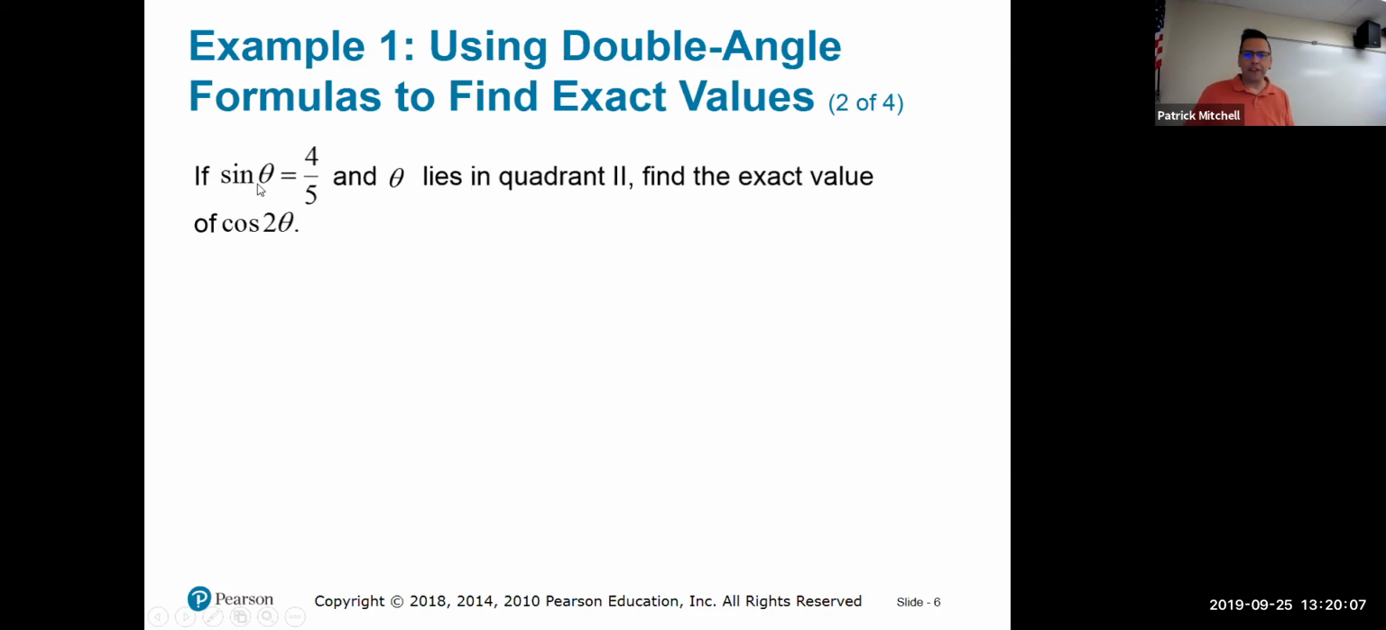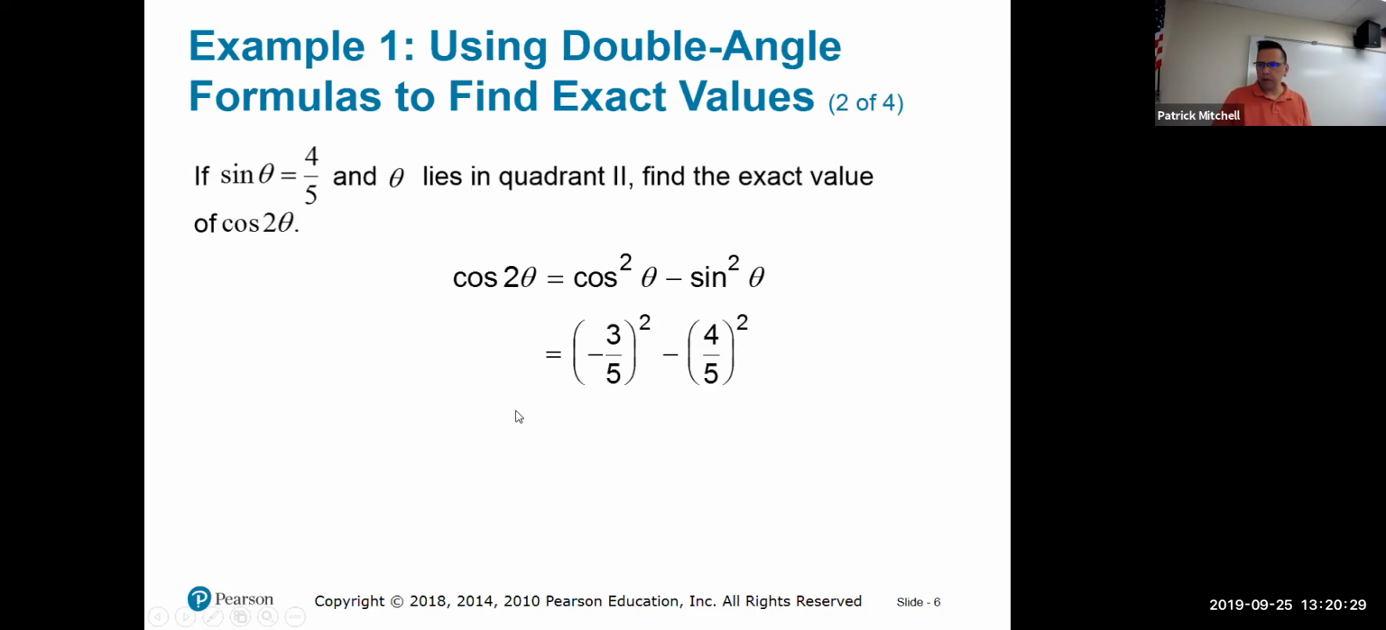Okay, so the next example, I guess they're considering it the same example. So again, given that the sine of theta is 4/5 and theta is in quadrant 2, now we can find the exact value of cosine 2 theta. Starting with the double angle formula for cosine, which is this. We already, in the last problem, are they going to do this all over again? No, they're not. They're using the values that we found in the last problem.